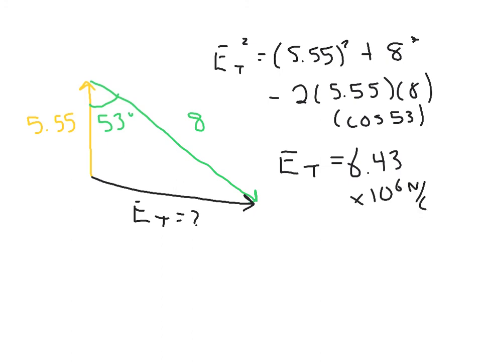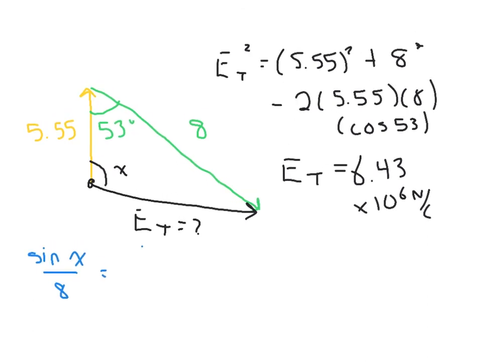After that, you can do a little bit of sine law work to figure out the angle. Always get the angle closest to where we started drawing our vectors. So I would get this angle. Let's call that x. Sorry, it's getting a little bit messy. The sine of x over 8 is equal to the sine of 53 over that number we just found, 6.43. If you do the math on that, you get that the angle is approximately 83 degrees.